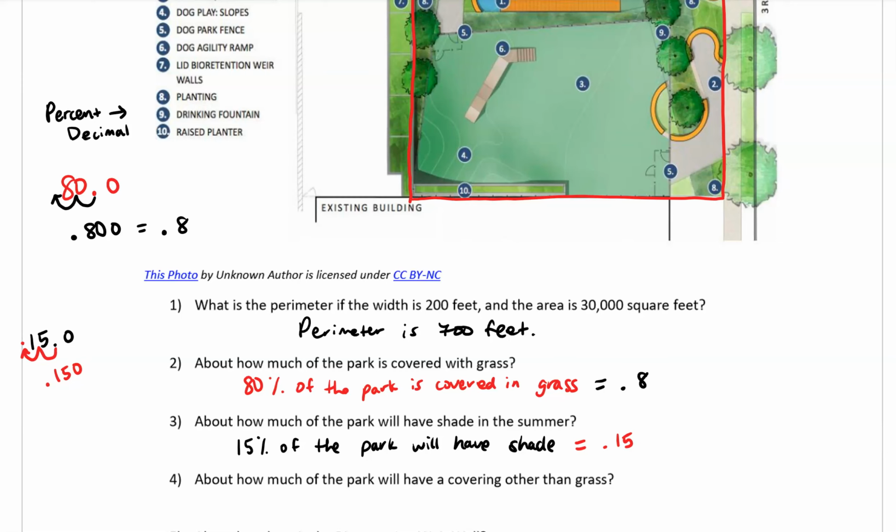And that's how you'd convert 15% into a decimal. So question 4 says about how much of the park will have a covering other than grass. So if 80% of the park is covered in grass, that means that about 20%, because that's what's left over when you subtract from 100, so about 20% is going to have some kind of covering other than grass, if we estimated that correctly. So 20% of the park, and again, these are all just estimations, will have a covering other than grass.